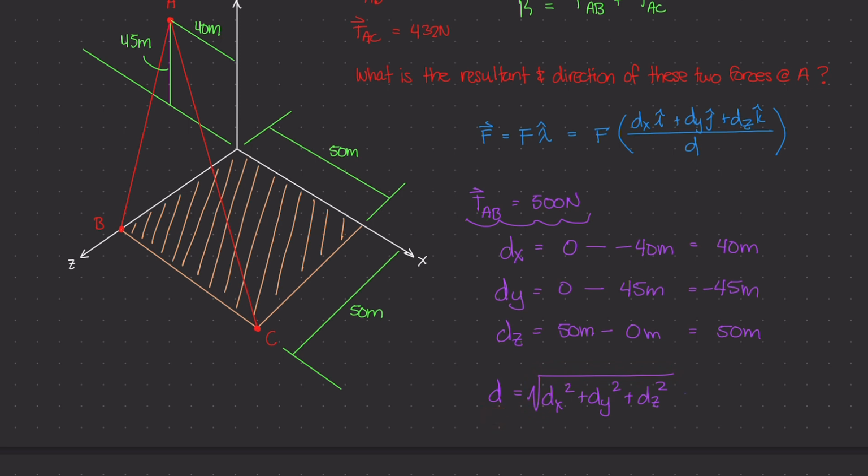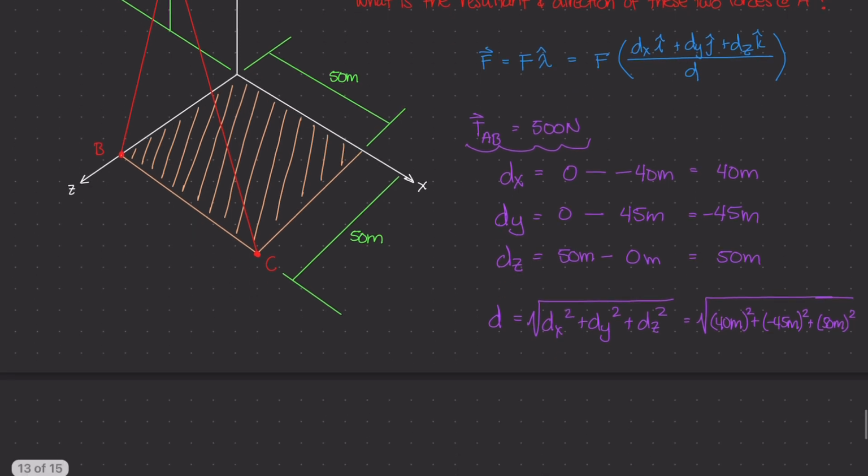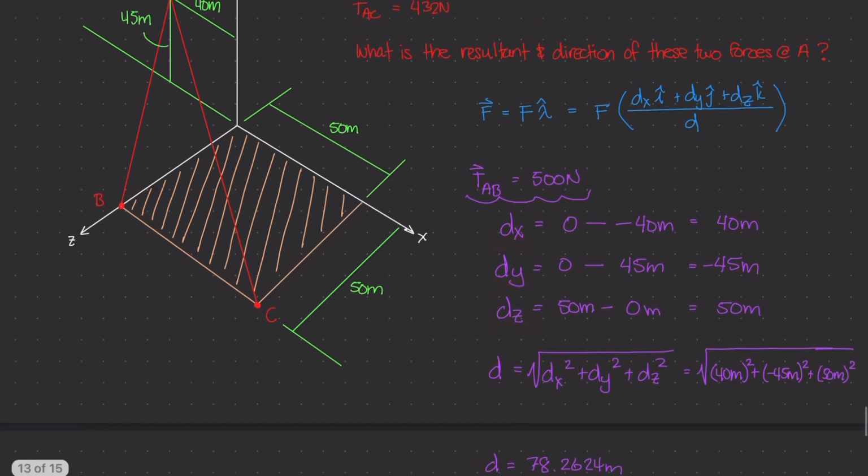If we plug all those values in, we get 40 meters squared plus negative 45 squared plus 50 squared. And if we plug this into our calculators, we get a value for d of about 78.2624 meters. Okay, awesome. So what does that allow us to do? It allows us to use d, dz, dy, and dx in this formula for TAB, and we can determine the three different components for TAB.